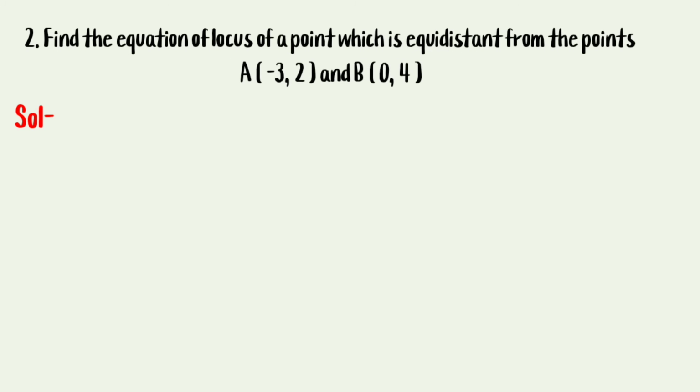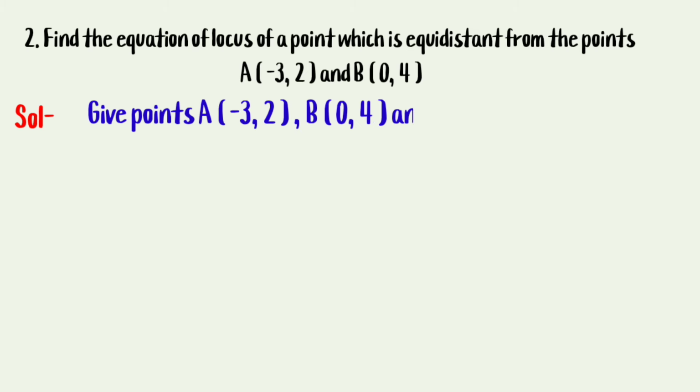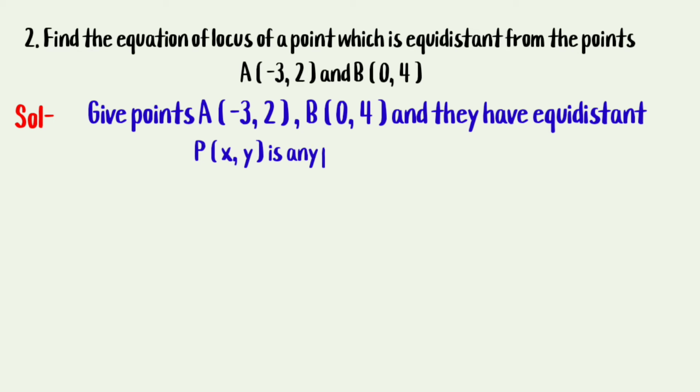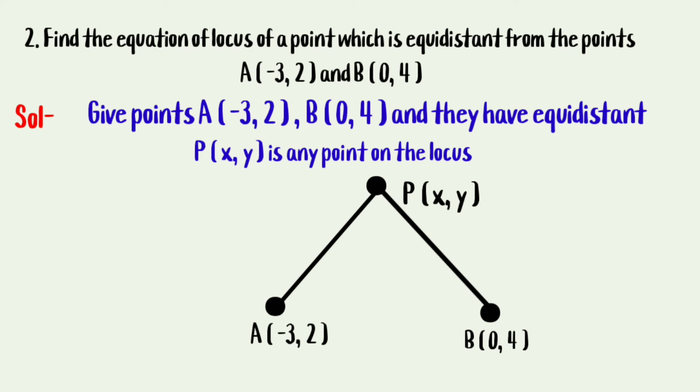The next one, second question: find the equation of the locus of a point which is equidistant from the points A (-3, 2) and B (0, 4). Solution: here given points A (-3, 2) and B (0, 4), and they are equidistant. P (x, y) is any point on the locus. So here A is (-3, 2), B is (0, 4) and P is (x, y).